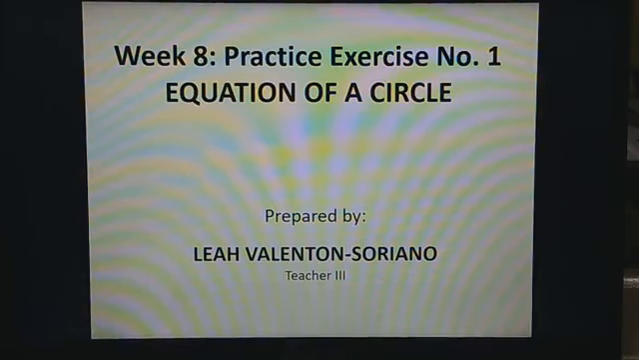So, ngayon ito ang ating week 8 practice exercise number 1 for the topic equation of a circle. So, under this activity, you will know how to write the equation of a circle in center radius form and in general form.